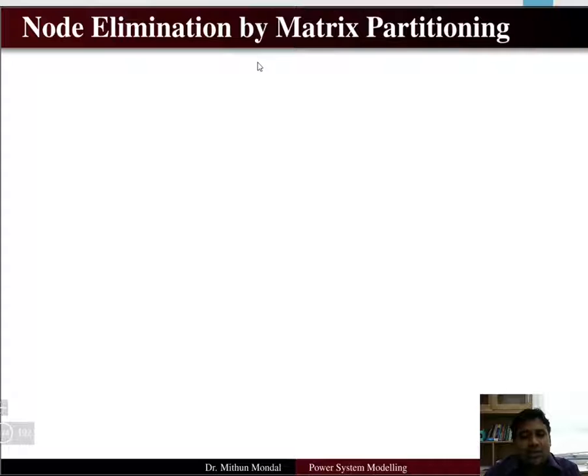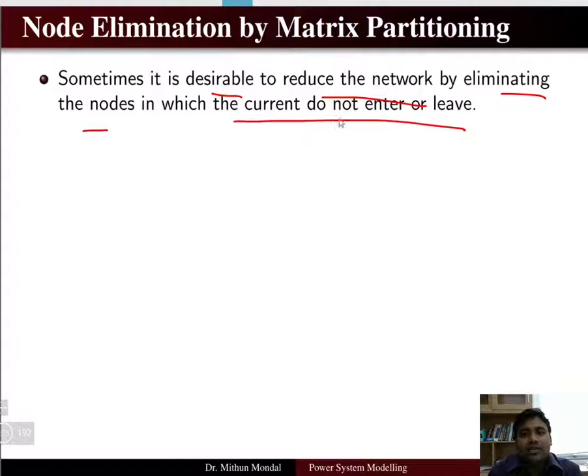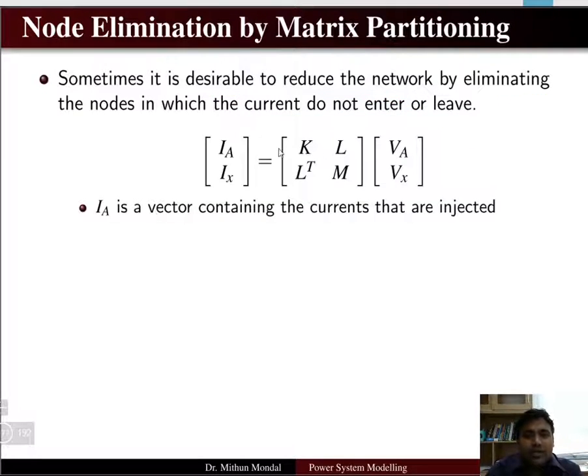Now, generally, in order to reduce the size of the Y-bus matrix for a large number of systems, we used to do the matrix partitioning and node elimination. We will be eliminating the node. So when we eliminate the node, sometimes it is desirable to reduce the network by eliminating the node in which the current does not enter or leave. Wherever there is no involvement of a current in a particular node, that particular node can be eliminated from the Y-bus matrix. Now, how can we do that?